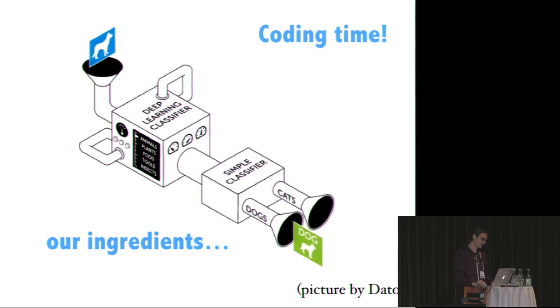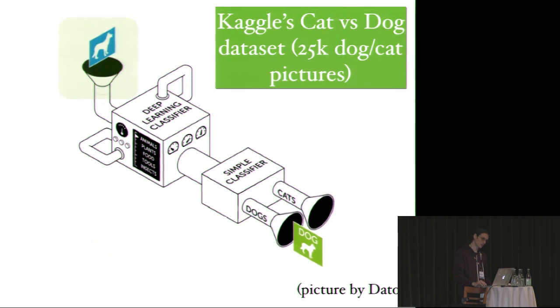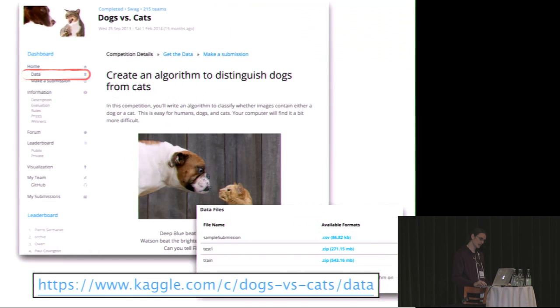Good. So, coding time. We get to the code. Our ingredient for the code is the Kaggle cat versus dog dataset. It's 25,000 cat and dog pictures, and that's what we have as the input. From those 25,000 we have the labels, and we do, of course, a split to separate part of them for a separate testing set. This is where you can download them if you want to try it yourself.